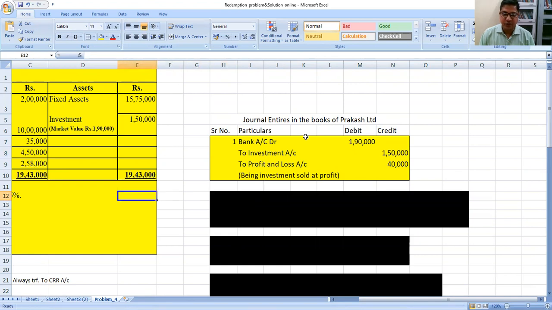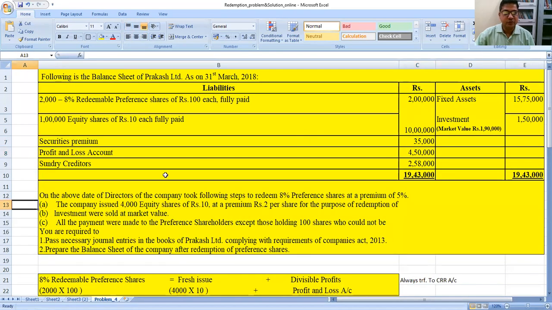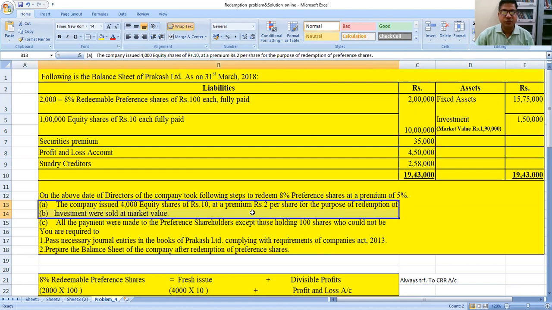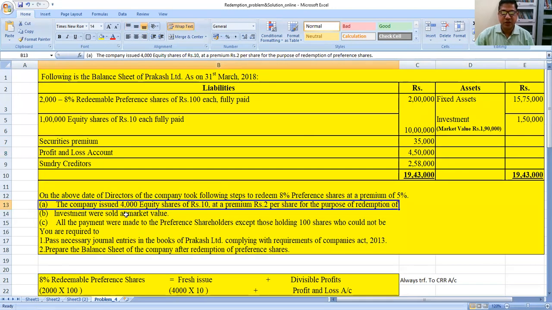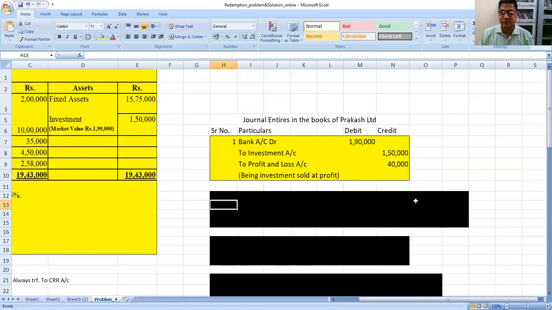fresh issue. कंपनी ने इश्यू केले. काय इश्यू केलं? The company issued 4,000 equity shares of ₹10 at a premium of ₹2 per share for the purpose of redemption of the preference shares. तो फ्रेश इश्यू केला. फ्रेश इश्यू केला कितीचा? 4,000 shares into 10 and ₹2 प्रीमियम सुद्धा कलेक्ट केला. म्हणजे कंपनीने टोटल ₹12 कलेक्ट केले. ₹10 फेस व्हॅल्यू and ₹2 प्रीमियम. तो 4,000 into 12. 4,000 into 12 करा बरं किती होत आहेत?